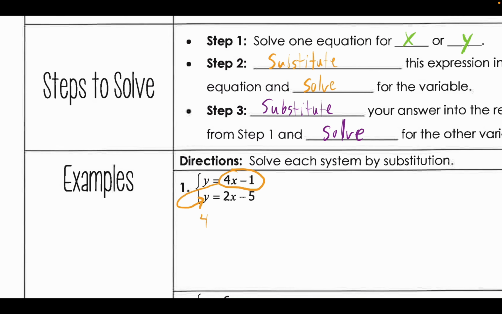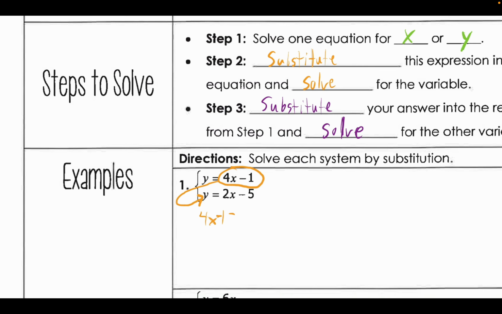And so I can take 4x minus 1 and replace y with it. Then I continue on with the rest of this equation and write my equal sign, and now I'll write 2x minus 5. So I rewrote my bottom equation, but I substituted y with 4x minus 1 because it's equivalent. And now I solve this new equation for x.